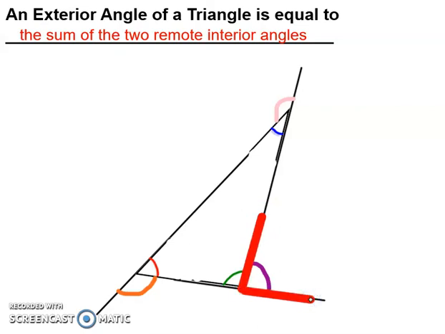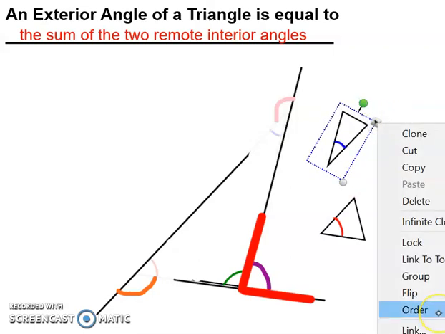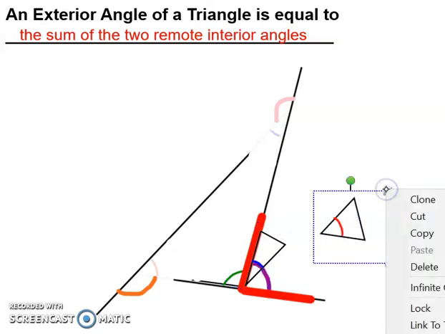So notice how I'm highlighting our purple exterior angle. Well, we need to find the two remote interior angles. Well, it's not going to be that green angle because the green angle is attached to the purple. So that's not remote. The blue angle and this red angle are going to be the remote angles. And if I line them up in a certain way, let me bring to front. If I line it up in such a way, you can tell that something cool is about to happen.